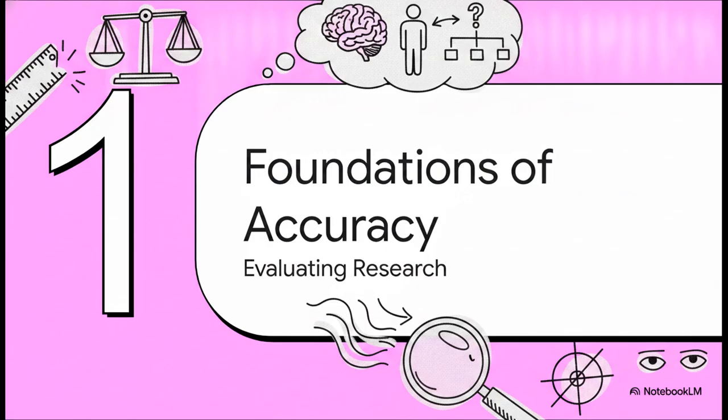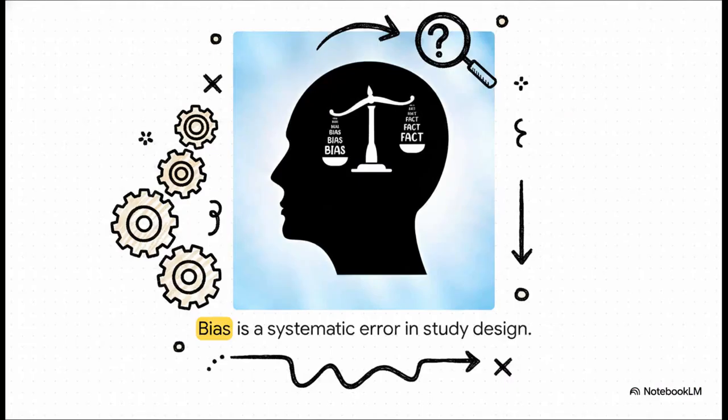Let's build that groundwork. Take a really close look at this silhouette of a human head. Right inside it, you'll see a classic balance scale. On the right side, the word fact is stacked up super heavily, but look at the left side, stacked just as heavily, pulling it right back down is the word bias.